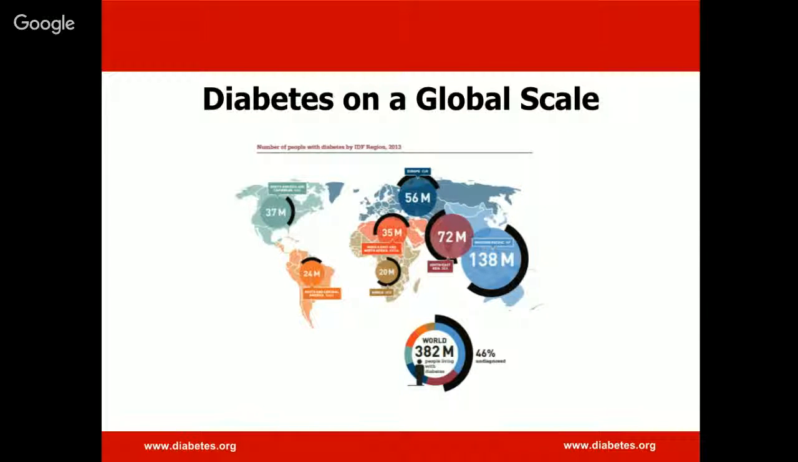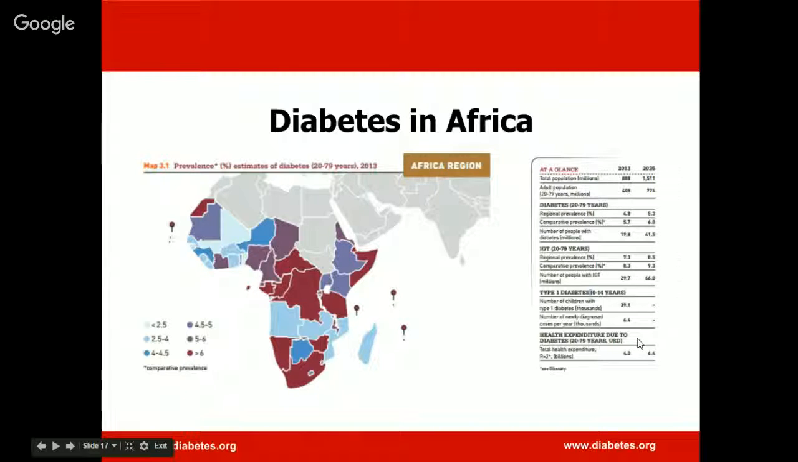And you look at Europe, 56 million, and also 138 million. But it's possible that 46% of all persons with diabetes have not been diagnosed with diabetes yet. So that's a big concern. But imagine 382 persons all over the world having diabetes. That's a big number. Now, when we're talking about Africa, let's just talk about diabetes in Africa.